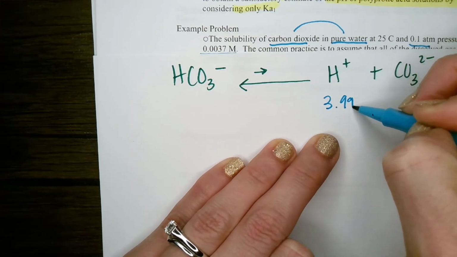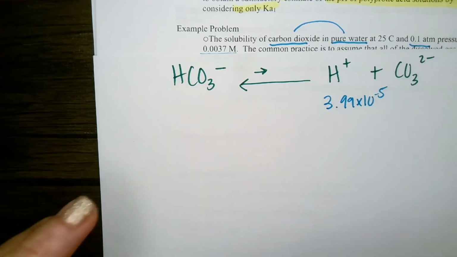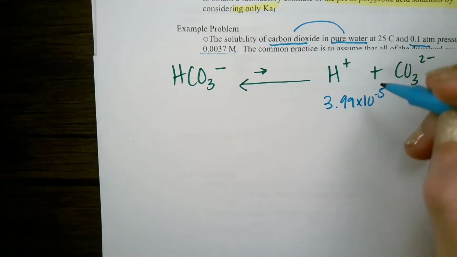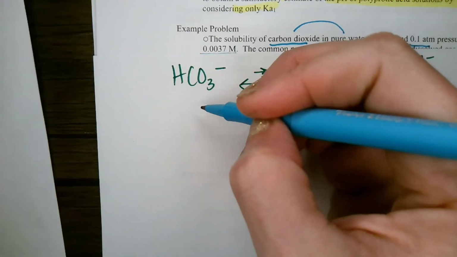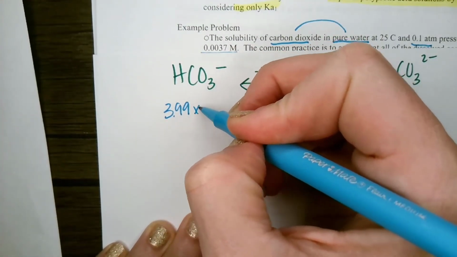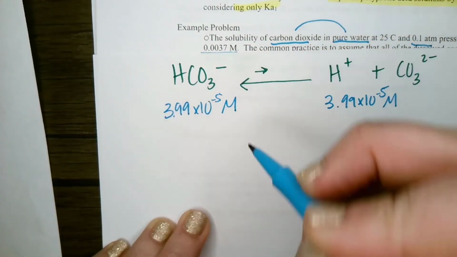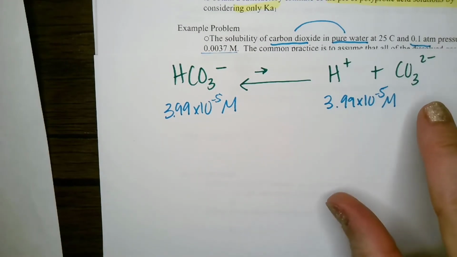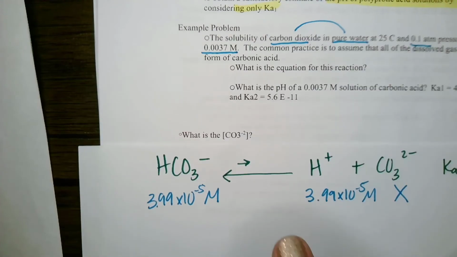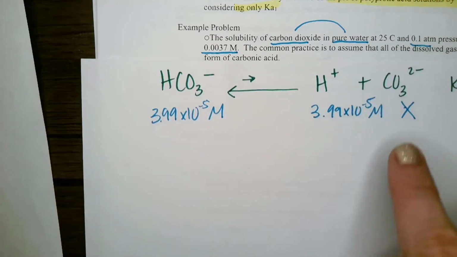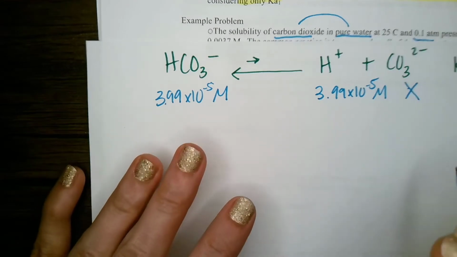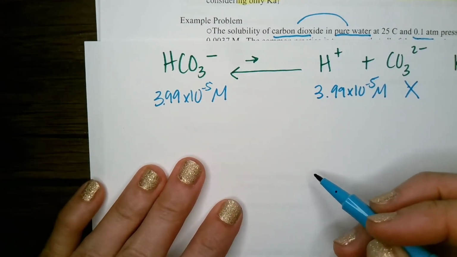So let's plug in that value that we found for H plus being 3.99 times 10 to the negative 5th. And we also know that our HCO3 was 3.99 times 10 to the negative 5th molar. So now we just have one unknown. We'll call this our X, the concentration of carbonate, CO3.